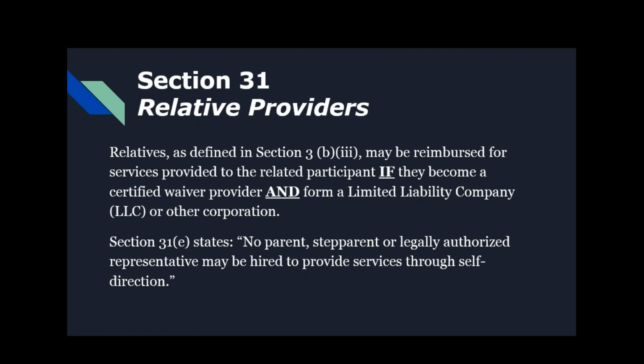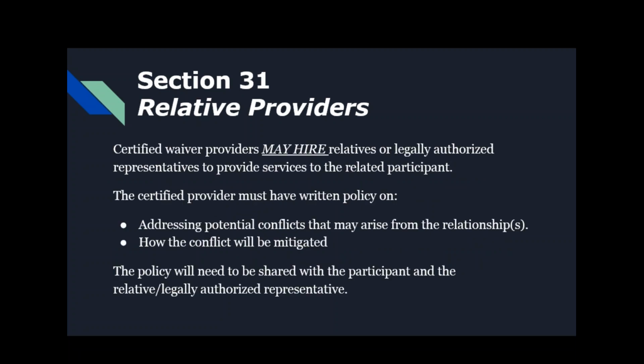Section 31E states no parent, step-parent, or legally authorized representative may be hired to provide services through self-direction. Continuing on with relative providers in Section 31, certified providers may hire relatives or legally authorized representatives to provide services to the related participant. The certified provider must have a written policy on, first, addressing potential conflicts that may arise from that relationship, and second, how the conflict will be mitigated.